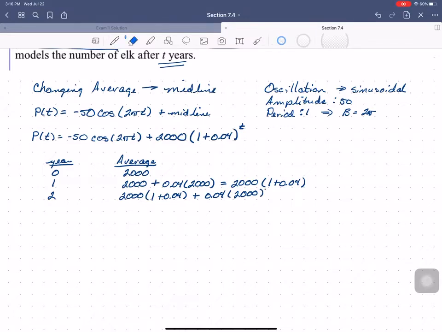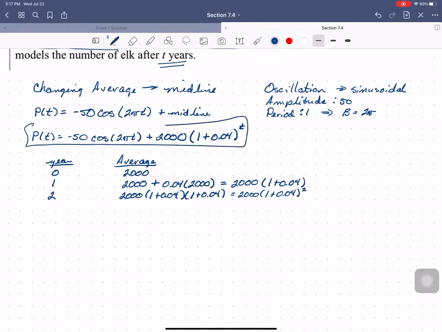The easier way to write this is to realize what this means is that's 2,000 times 1 plus 0.04 from the previous year. But then we have to multiply by 1 plus 0.04 again to get that increase, which is 2,000 times 1 plus 0.04 squared. We can keep going, and either way, we're going to see that this is the function that represents our elk population in year t.